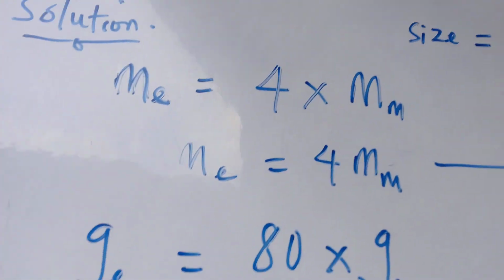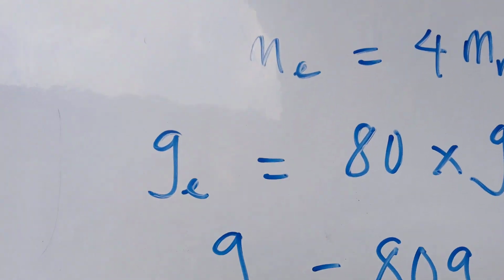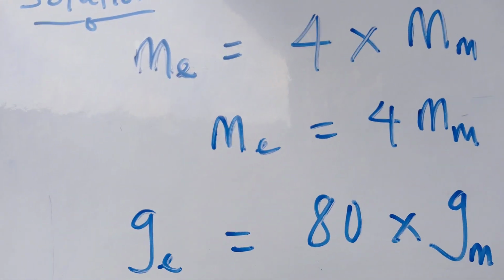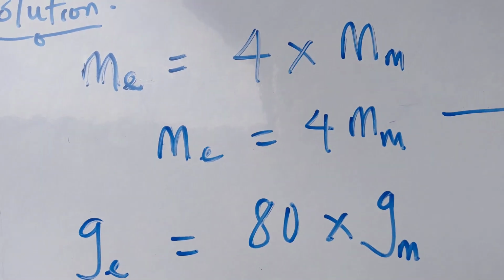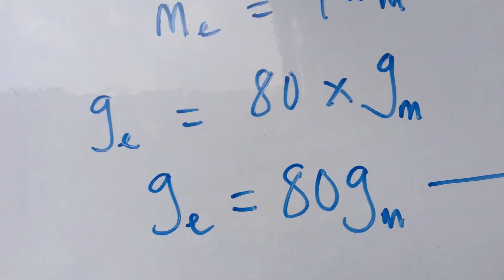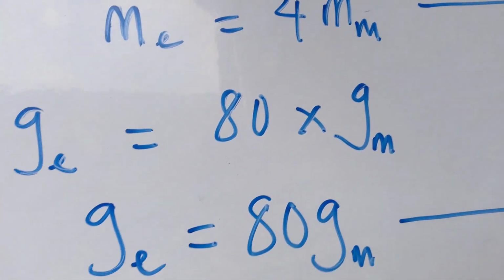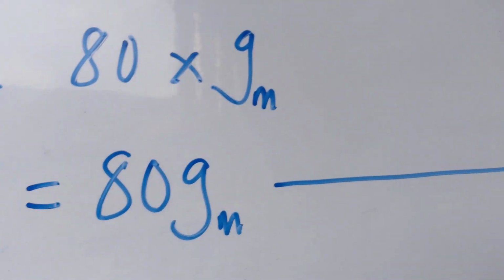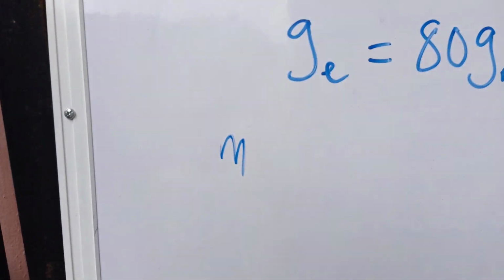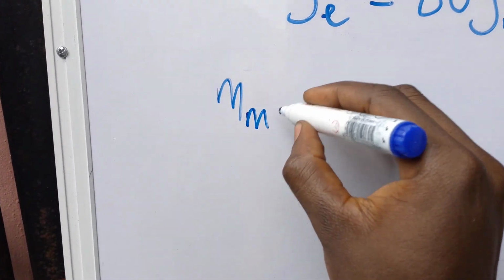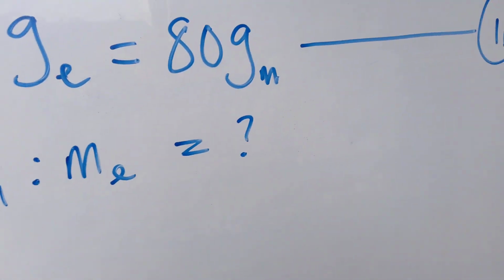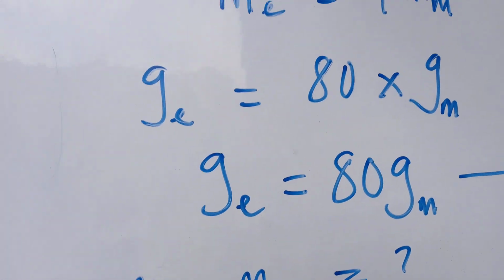So the mass of the Earth is 4 times the mass of the Moon, and the acceleration due to gravity on the Earth is 80 times the acceleration due to gravity on the Moon. So we are asked to find the ratio of the mass of the Moon to the mass of the Earth, which is unknown. So we'll come back again.